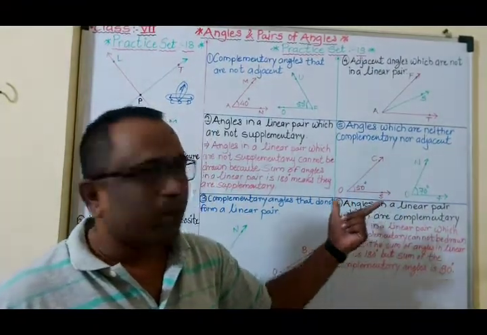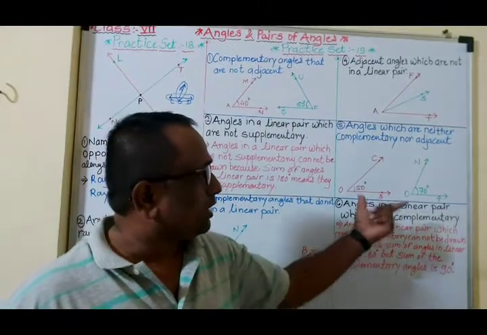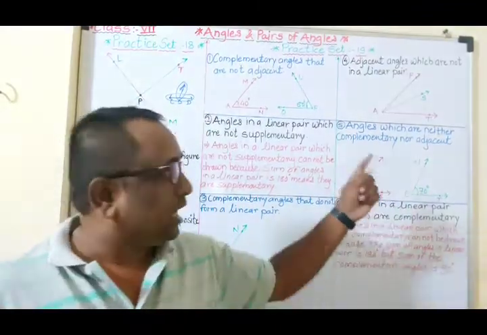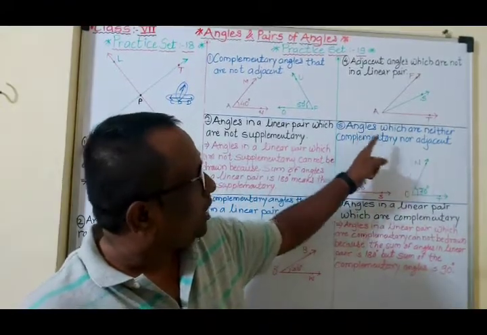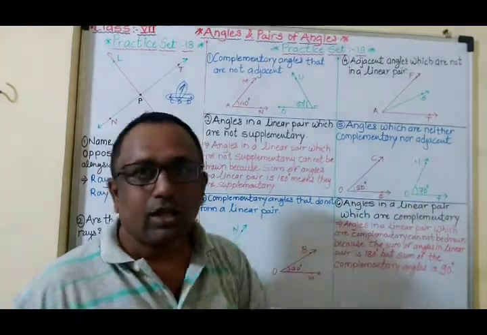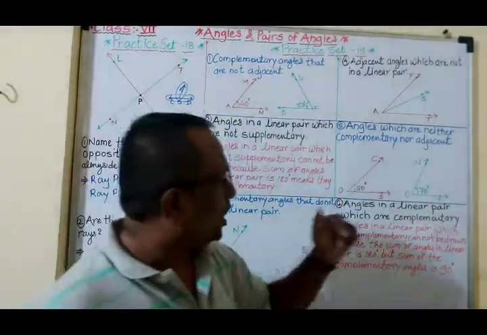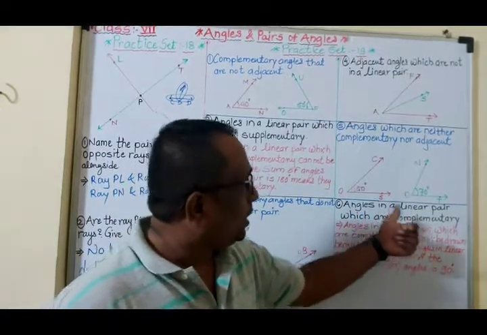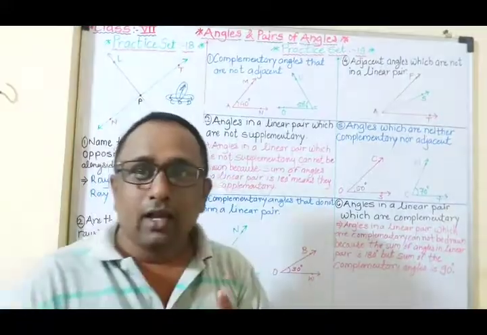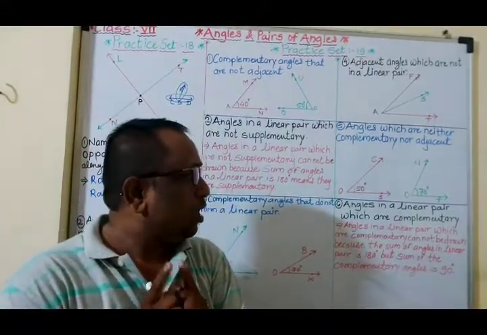We know the measure of complementary angles is 90 degrees. If you add both these angles, that is 120 degrees. So these are neither complementary nor adjacent. Okay, this way we have to draw. Now the sixth one, angles in a linear pair which are complementary.